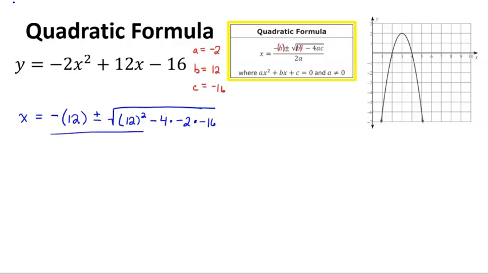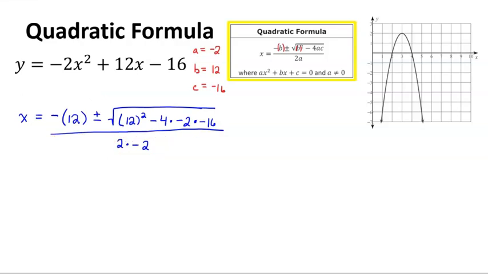And then this is all going to be over 2 times our A value, which is -2. I like to write, and we've talked about this before, that when you are dividing by something and you have a plus or minus somewhere, you can write it underneath both sets of things. So let me show you what that looks like.